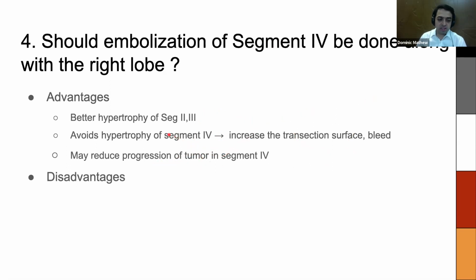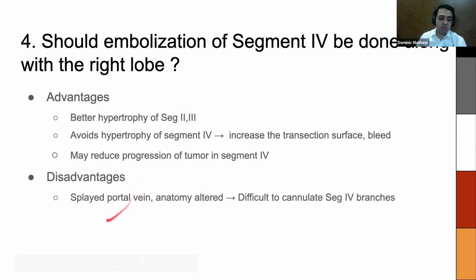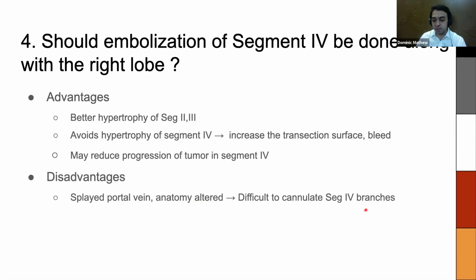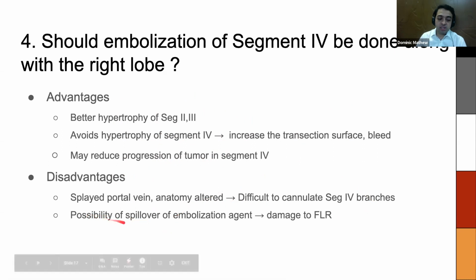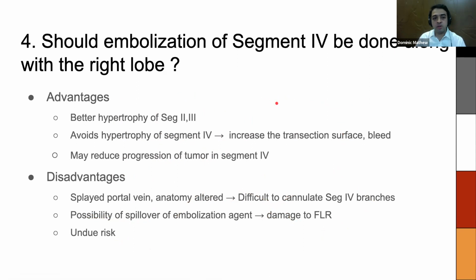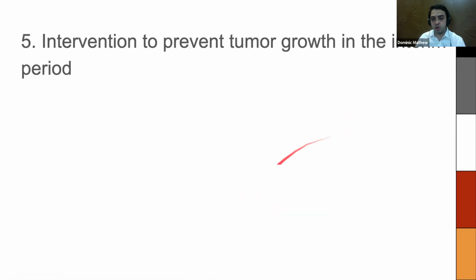The disadvantages: interventional radiology was not very happy doing this because the portal vein was splayed and the anatomy was altered. So they thought it might be difficult to cannulate the segment 4 branches. And there was a concern that if there was a spillover of the embolization agent, this might actually damage the FLR. We felt that the risk was undue, and it was decided to proceed with only embolization of the right lobe.